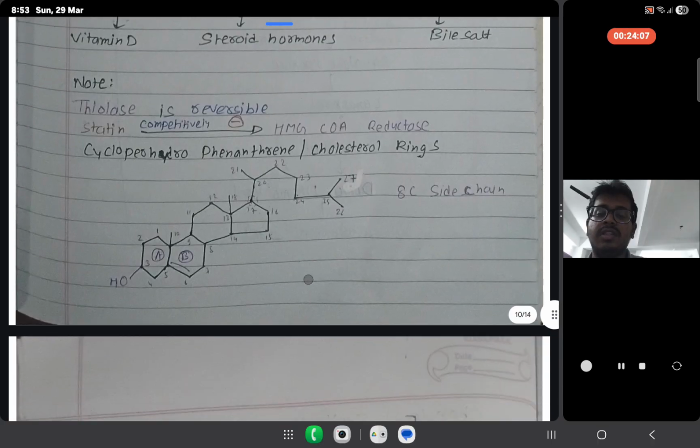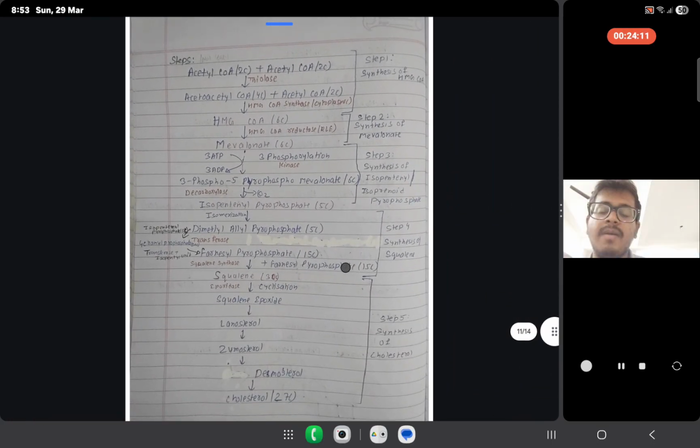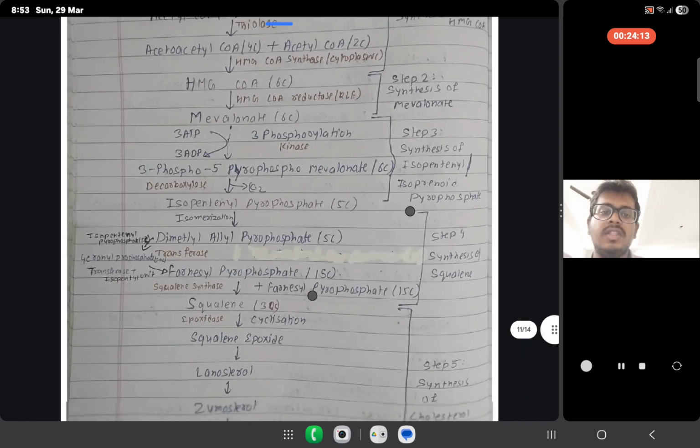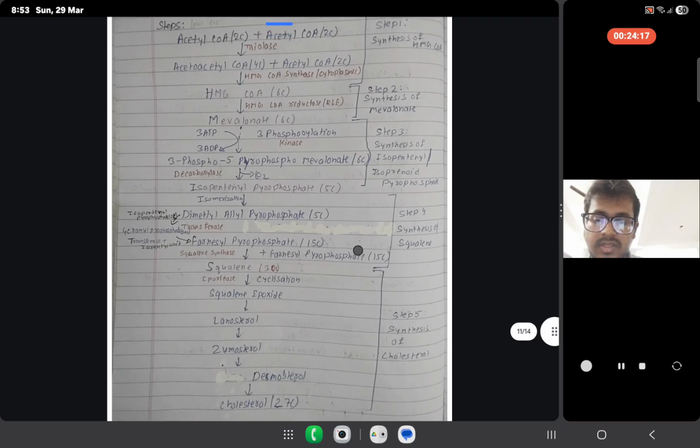So for synthesis of cholesterol, this is the pathway. It is a very lengthy pathway, but you may understand this. This is very easy. There are basically 5 steps. What happens in each step, we will discuss one by one.